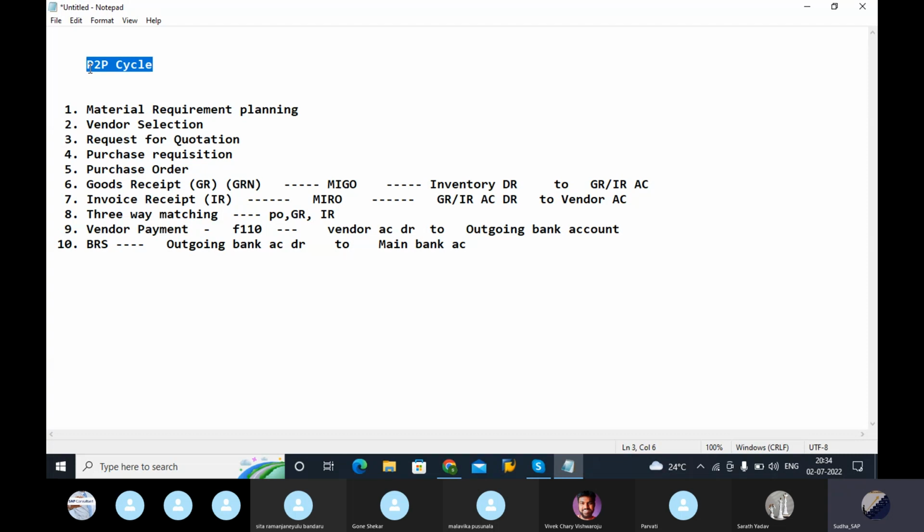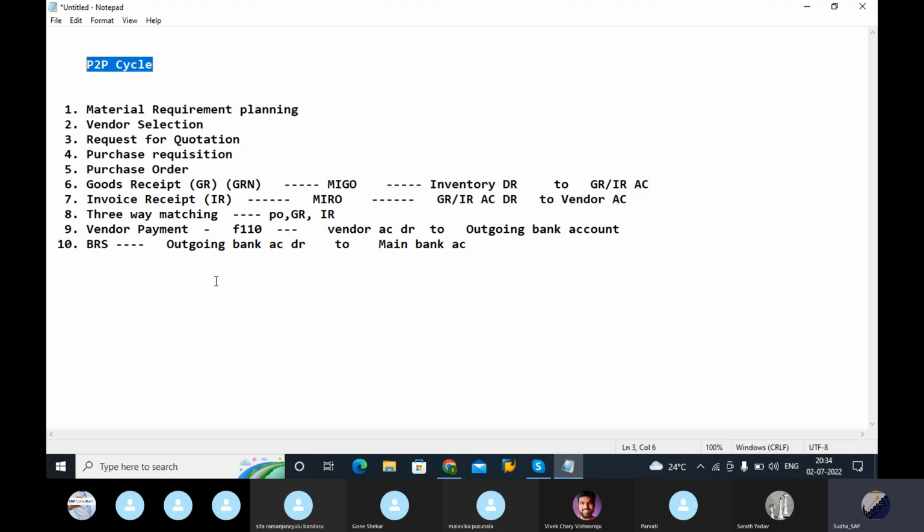I will explain one more time. This is the overview of the P2P cycle. P2P means procure to pay. This is the procurement process cycle.